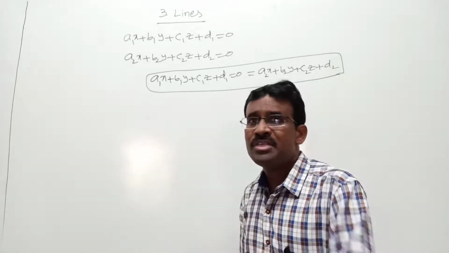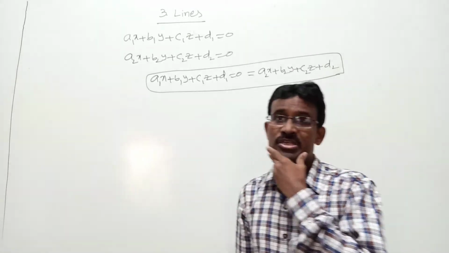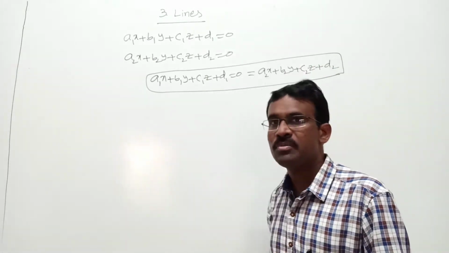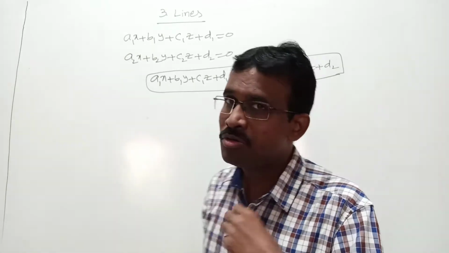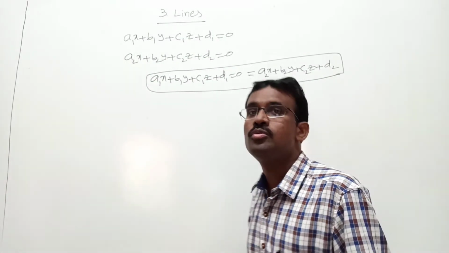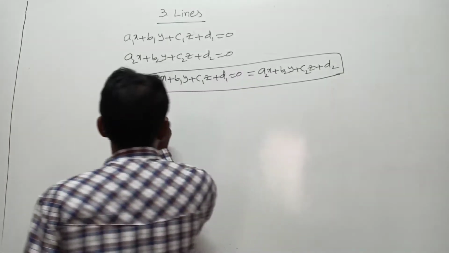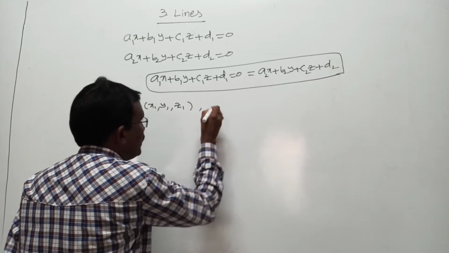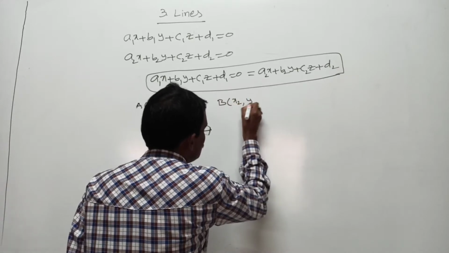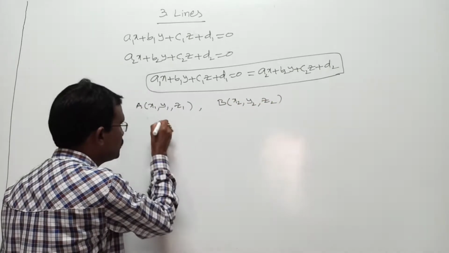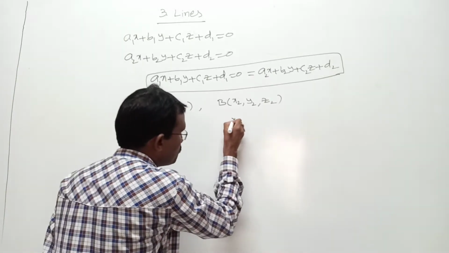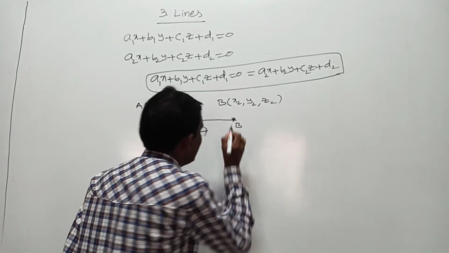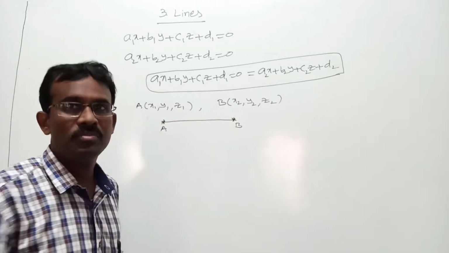In the next stage we can discuss the symmetric form equation of the line, which we already studied in lower classes, right? But before proceeding, first of all I define a line which passes through two distinct points. Let us take two points, A as x1, y1, z1, and the other point B as x2, y2, z2. Let us join these two points by a straight line. Then what is the equation of this straight line?